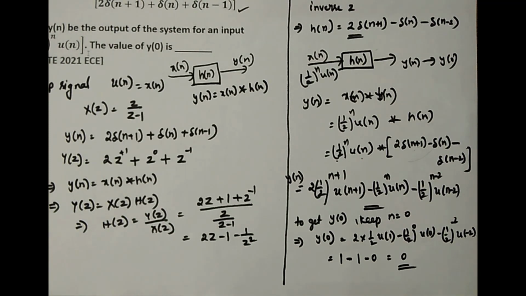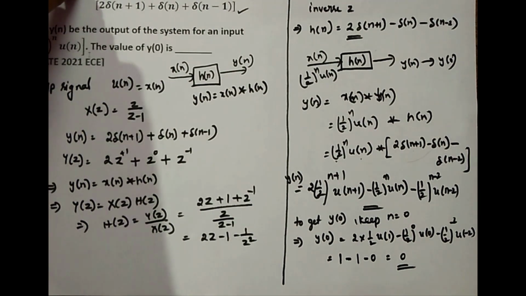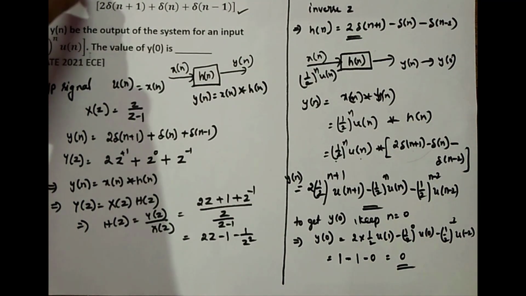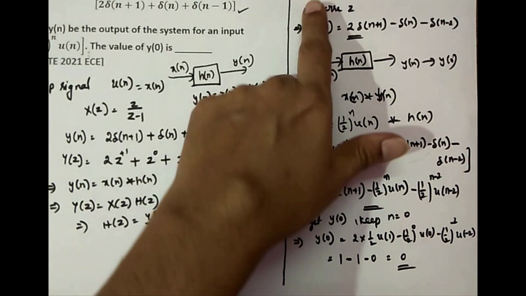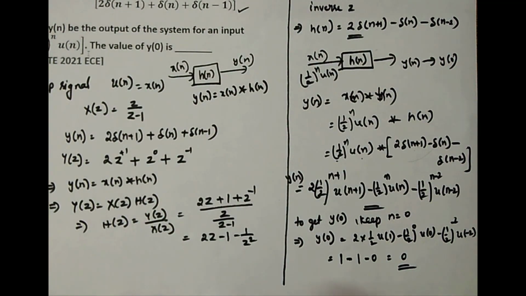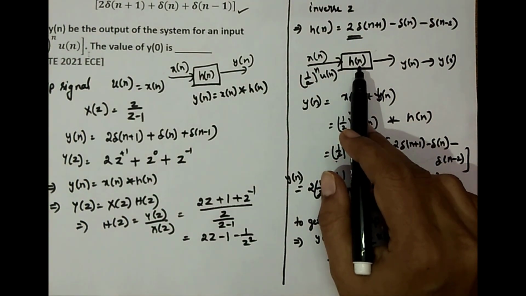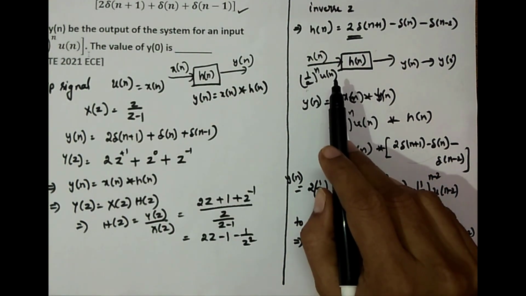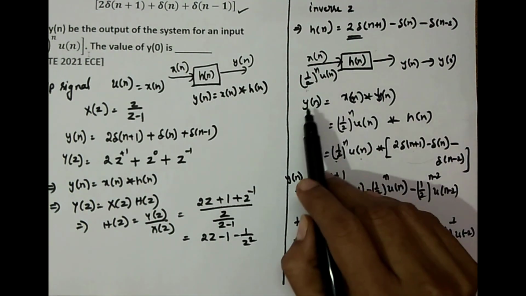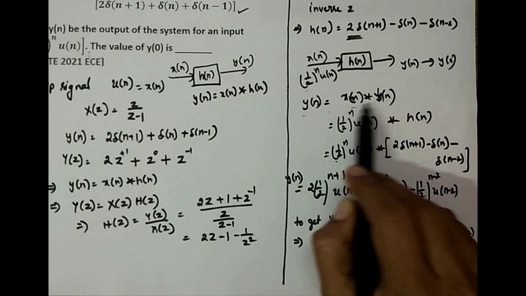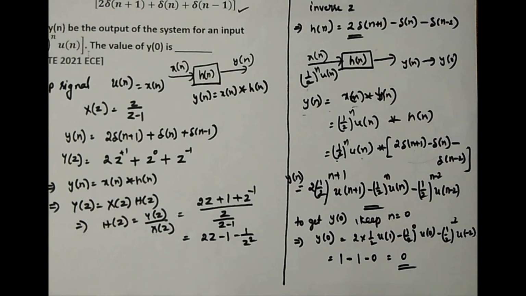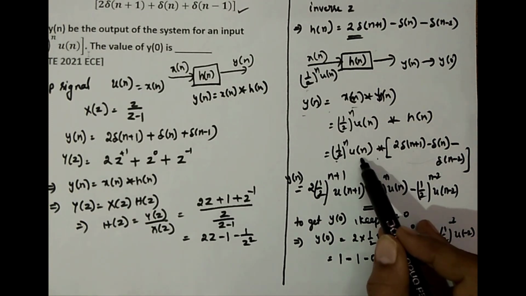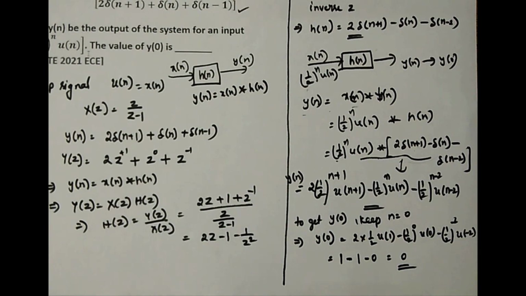So this problem consists of two parts. From the first part, find h of n, and give the same h of n to this system, where the input is half power n u of n. You have to find y of 0. Then do that: y of n equals x of n convolved with h of n. Simply, this is the convolution between a sequence and the impulse. The step from this to this is by the property of the impulse function. Fine.